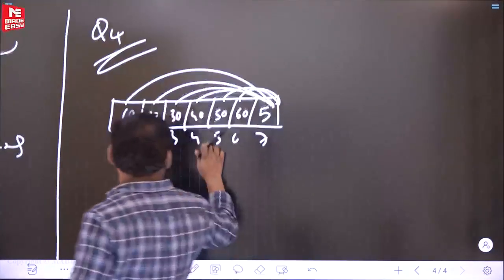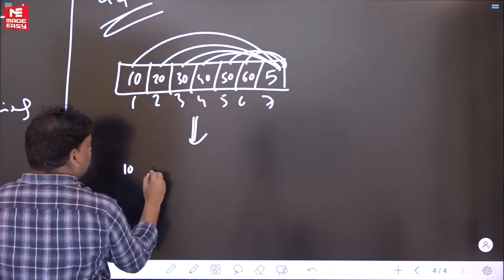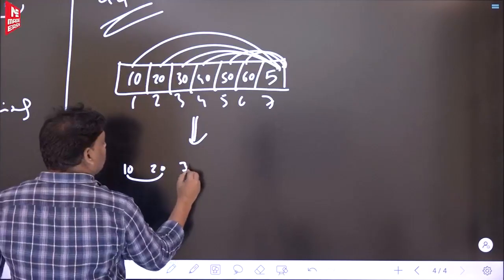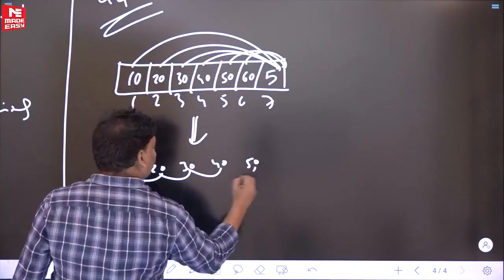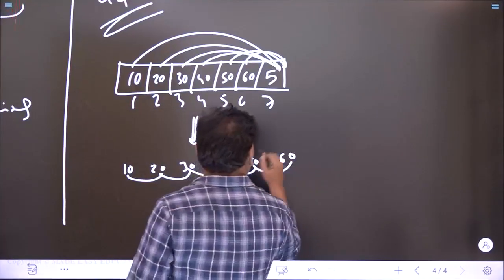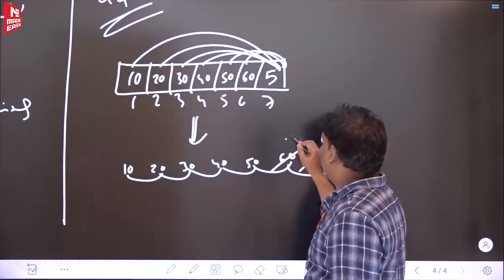Let me ask you, sort this one using insertion sort. What will happen? 10, 20, no problem. 30, 20, no problem. 40, 30, no problem. 50, 40, no problem. 60, 50, no problem. Next one, 5, 60, problem there. Swap 60 here, 5 here.